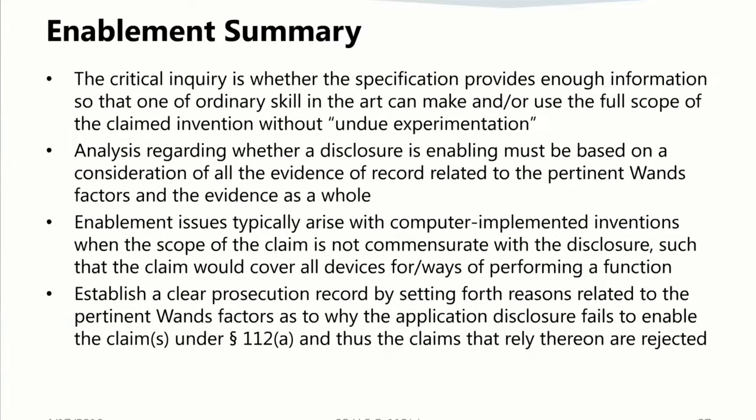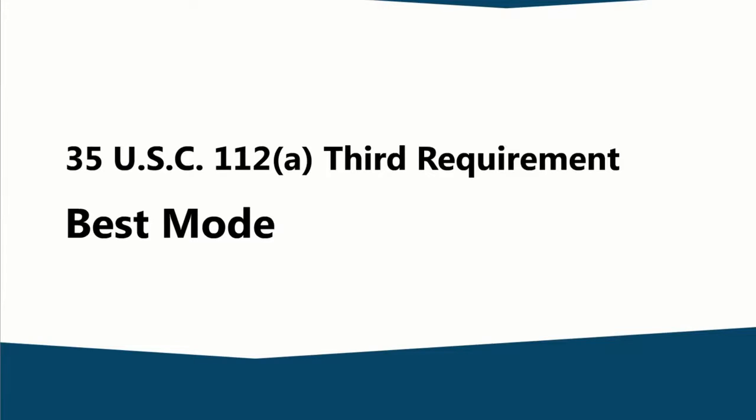Enablement issues typically arise with computer-implemented inventions when the scope of the claim is not commensurate with the disclosure, such that the claim would cover all devices for or ways of performing a function. Additionally, it is important to establish a clear prosecution record by setting forth reasons related to the pertinent Wands factors as to why the application disclosure fails to enable the claim or claims under 112(a), and thus the claims that rely thereon are rejected. We will now discuss the best mode requirement in more detail.